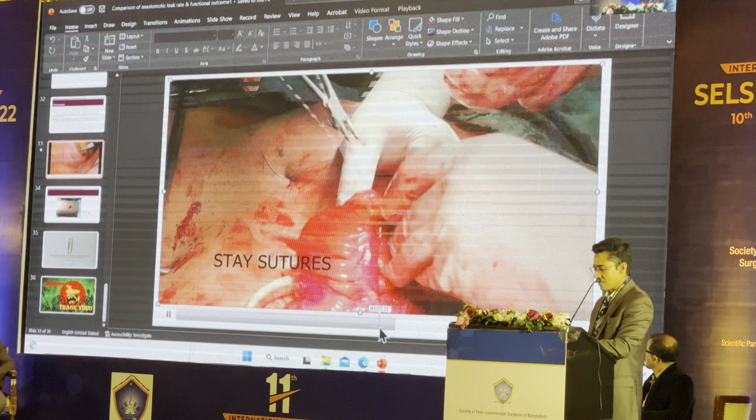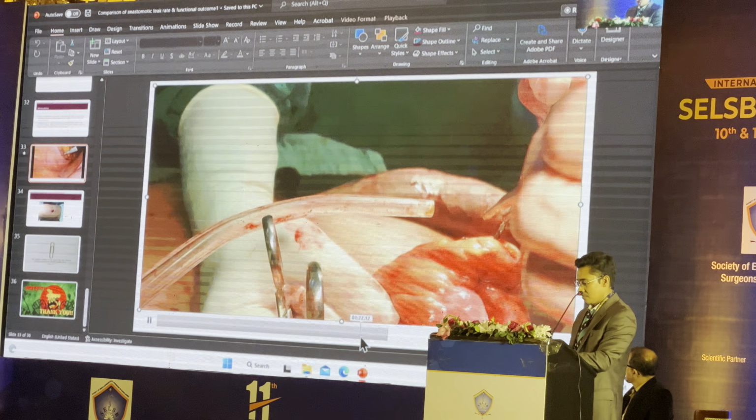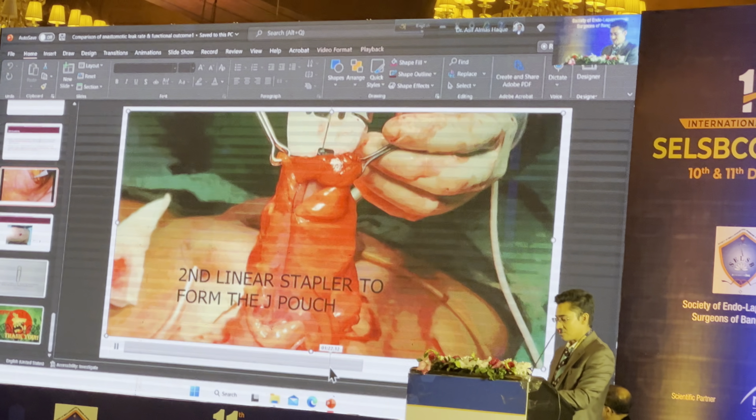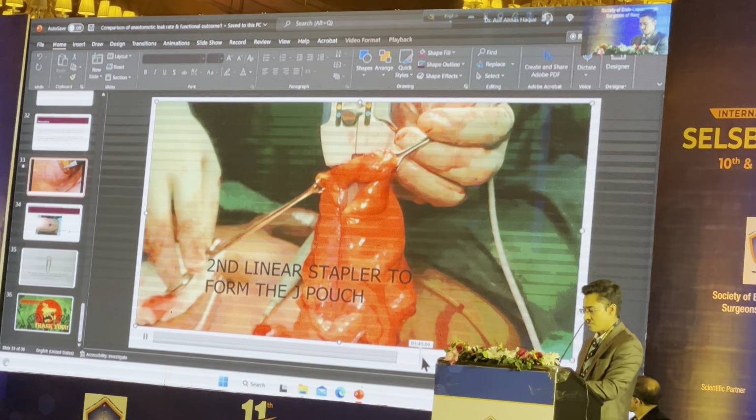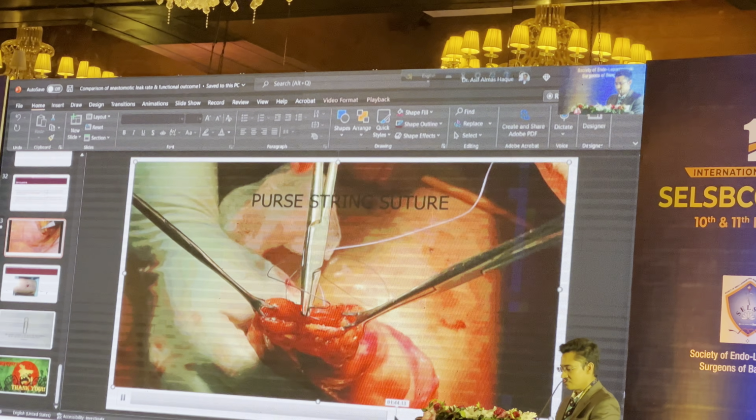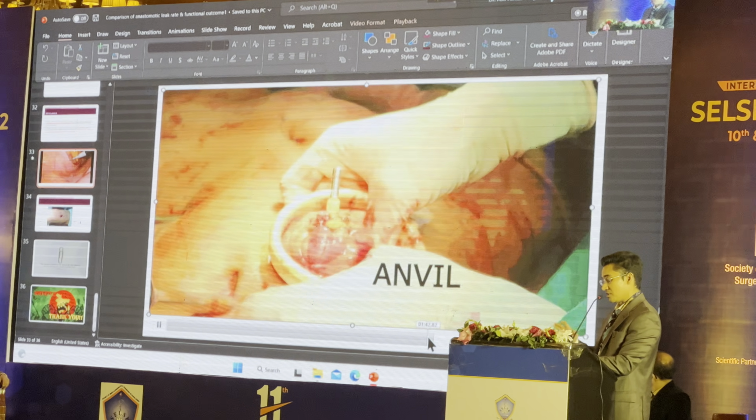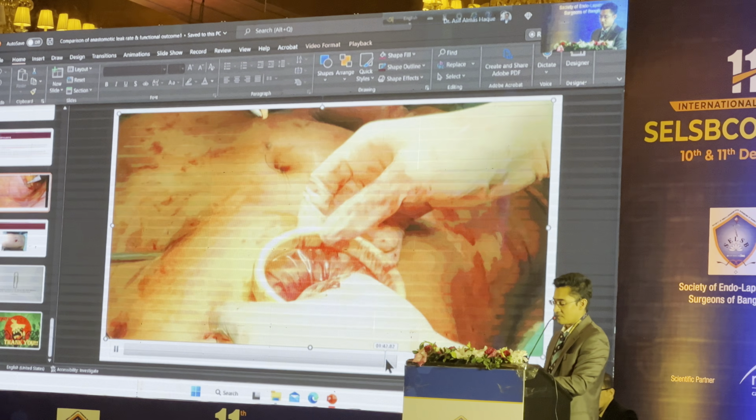There's the first linear stapler. Stay sutures are given. We form the J. Then we use the stapler to form the J pouch. Then the purse-string suture is given. If anyone wants the full video, I have it with me. If anyone needs it, I can give it to them.